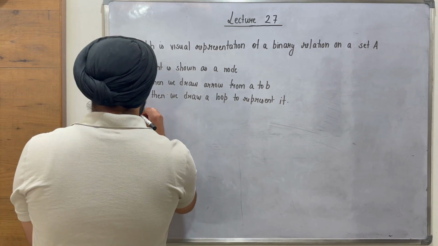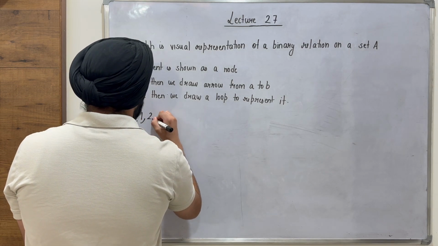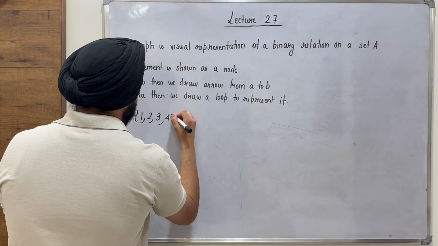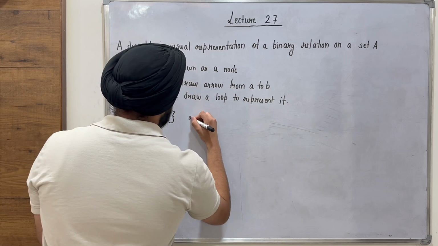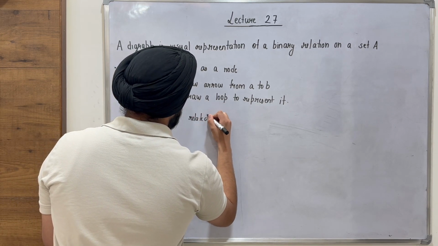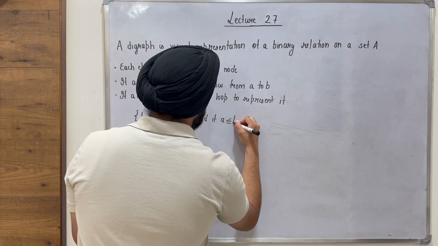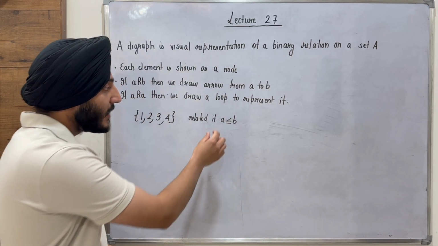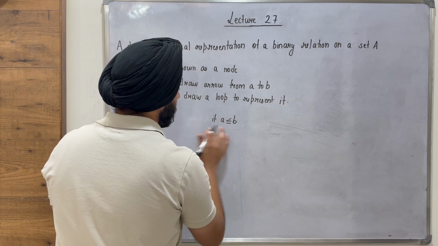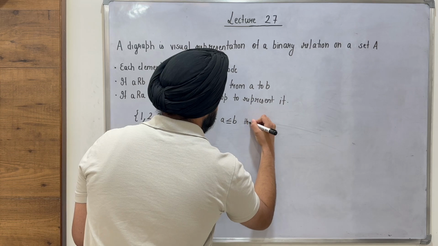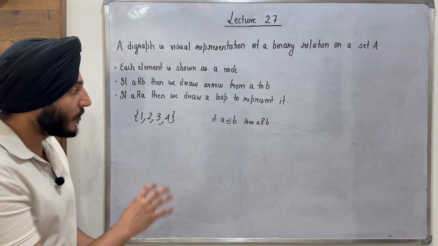Let's take a look at this over here. So let's say I have the set 1, 2, 3, and 4, and I say they are related if A is less than or equal to B. So if a value is less than or equal to B, then A is related to B. I hope you understand this.